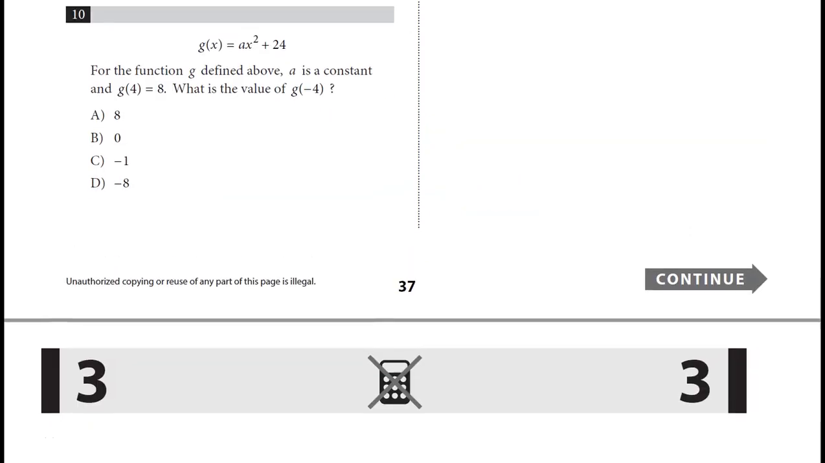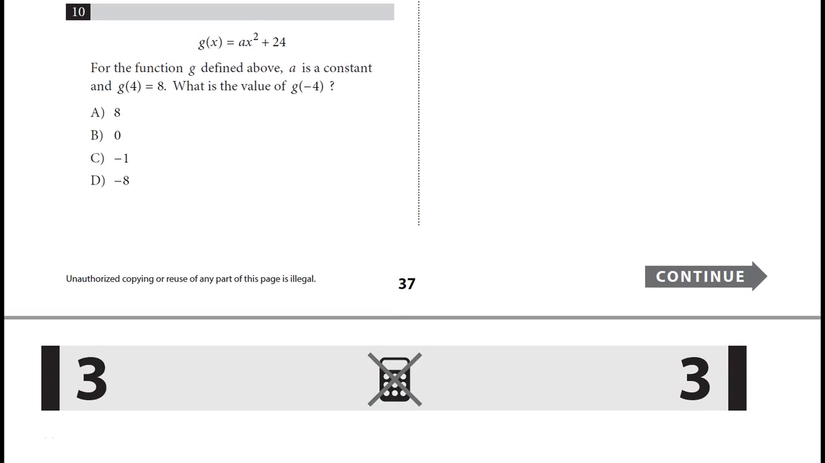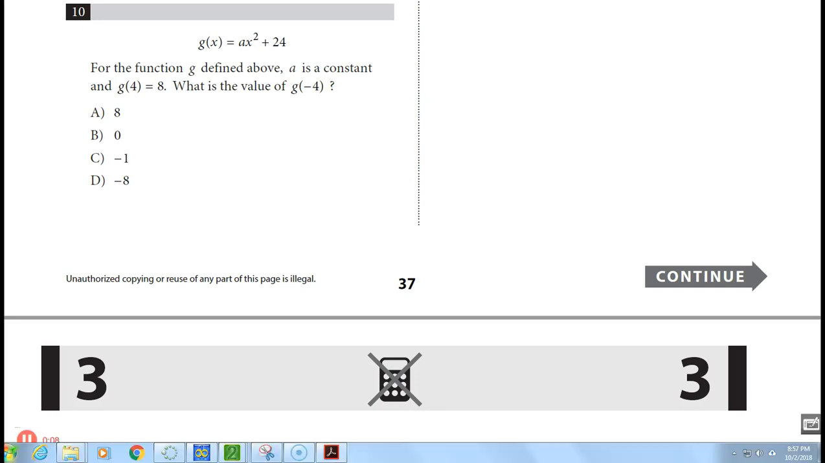All right, so it looks like we are up to number 10 here. I see right away the notation's a little bit weird, and just recognize whenever you see this, this is called function notation.